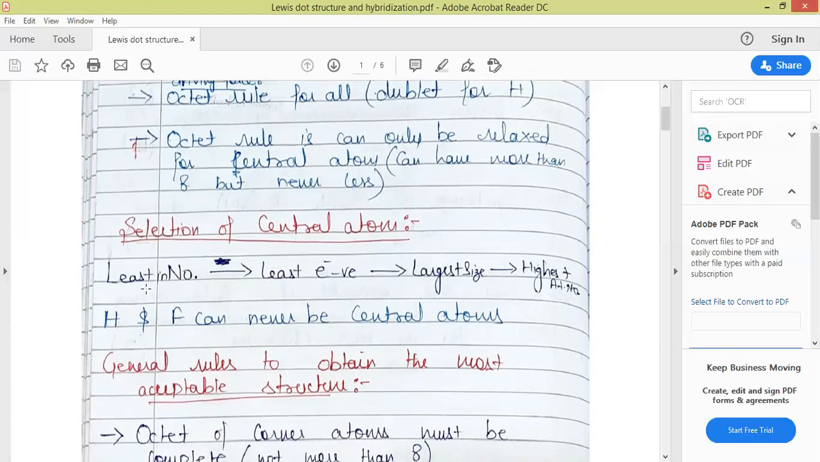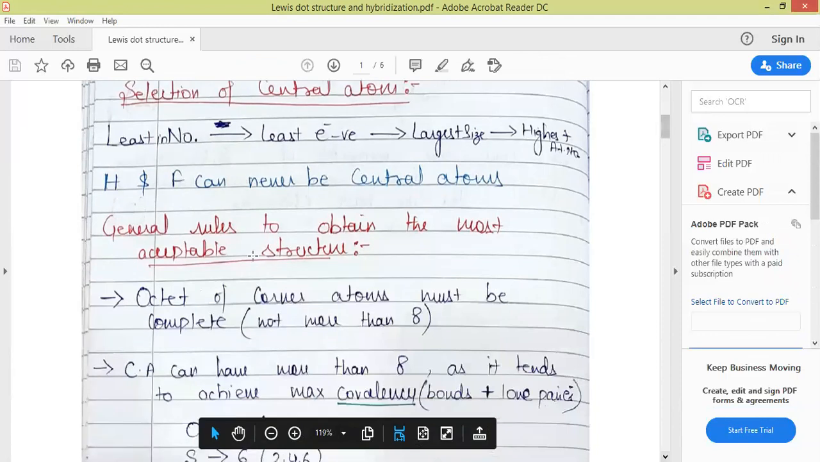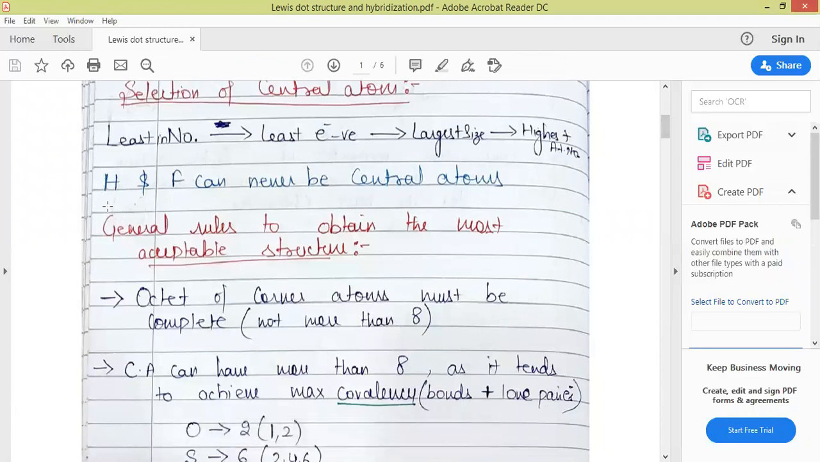Also, hydrogen and fluorine are an exception: they can never serve as central atoms. Fluorine, being the most electronegative, and hydrogen, due to the presence of only a duplet.